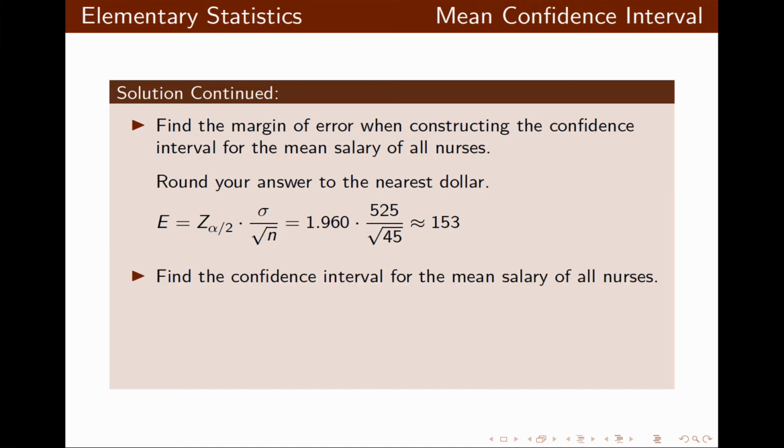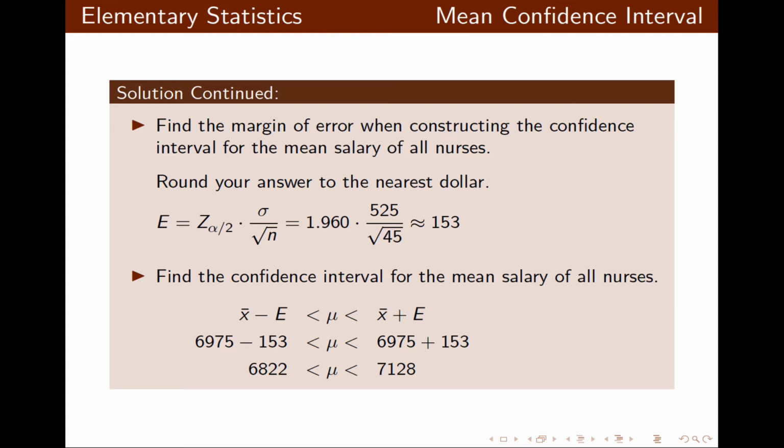Now for the actual confidence interval, we're going to use the value of x bar and the margin of error. On the left side, x bar minus E, and on the right side, x bar plus E. Simplify these answers, and we get the mean, which represents the mean salary of all nurses, to be between $6,822 and $7,128.